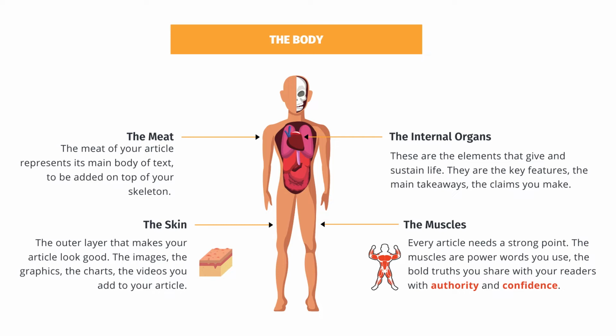The skin is represented by the graphics and images you choose for your article. They are not just there to break down large chunks of text, they're there to further enhance your article's key takeaways, to provide a visual representation of your calls to action, and to support your article with charts and graphs. The muscles. Well, that's when you punch those damn keys. The emotional undertone of your article, the bold truths you share with your audience, even if your fingers shake against the keyboard. Passion, conviction, authority. These are the 3 building blocks of the perfect article's muscles.